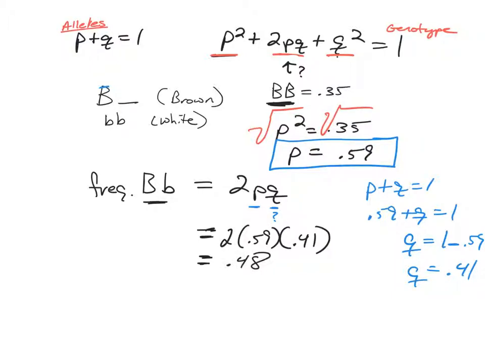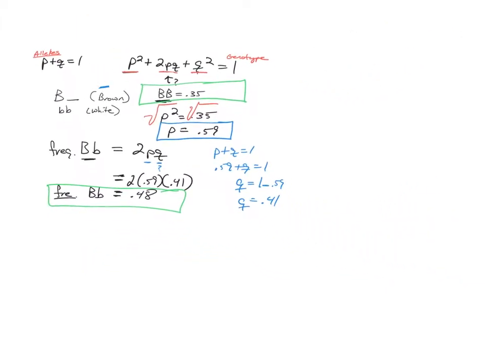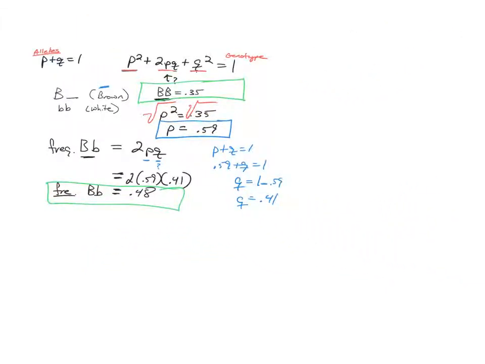0.48. So that gives me big B, little b frequency. That's great, 48%. I know big B is 35%, so that's really helpful. So there's kind of three big ones. I got the big B, little b frequency. I got two choices now. If I have a calculator, I'm probably going to choose the first one.